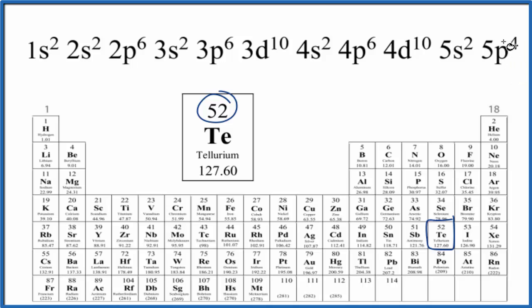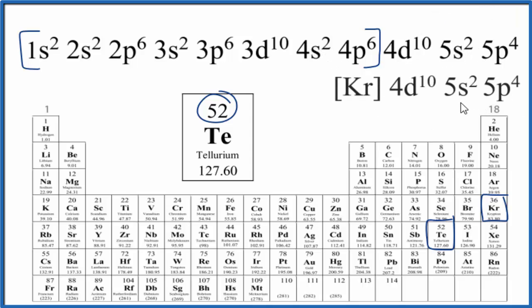First off, though, let's write this in a condensed form. That'll help us understand what's happening here. So I have Te here at 52, so I go to the noble gas before that, and here 36, Kr. So if I take 36 and put it in brackets, that's krypton. That's the electron configuration for krypton. So I could just write Kr and then put this after it. So this is the condensed electron configuration for Te.